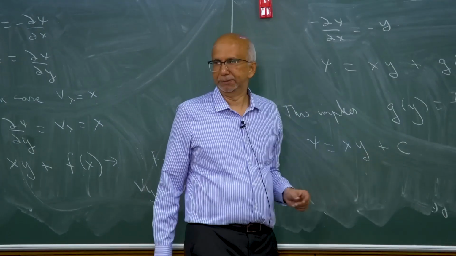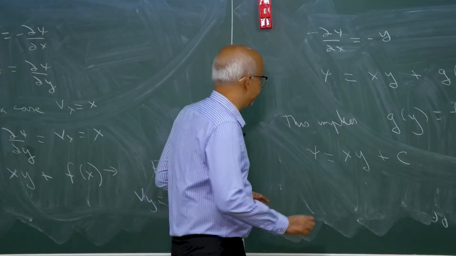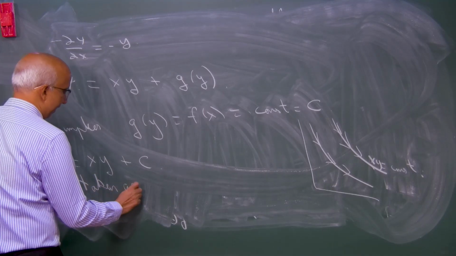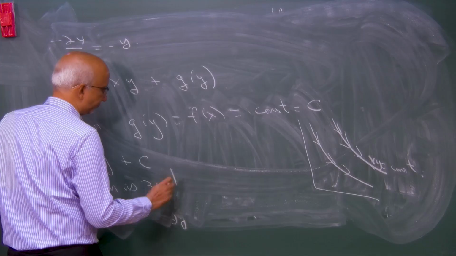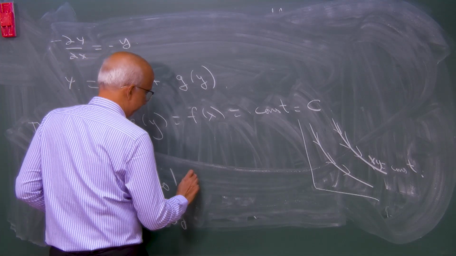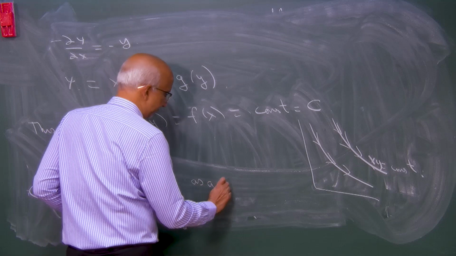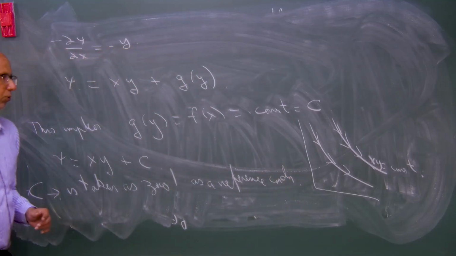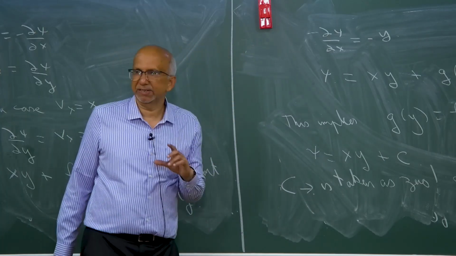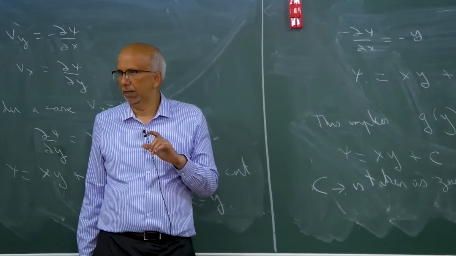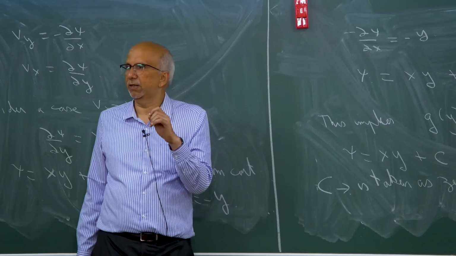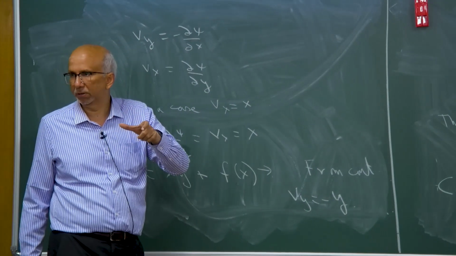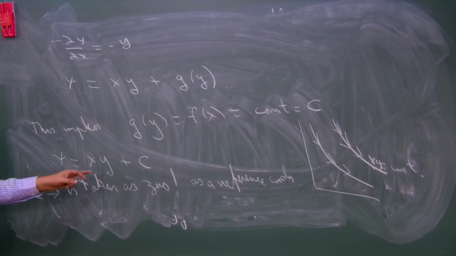Now what about this constant? This constant c is taken as 0, as a reference condition. Let me explain what I mean by that. What we are interested in is the velocity. Okay. The velocity does not depend upon the actual magnitude of psi. What it depends upon is the derivatives. So the changes in psi only are important. Okay. So only the changes in the stream function are important.